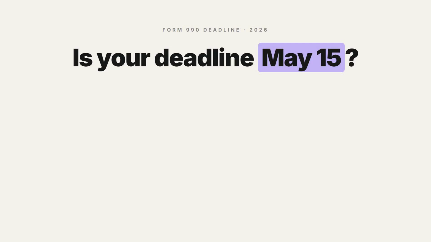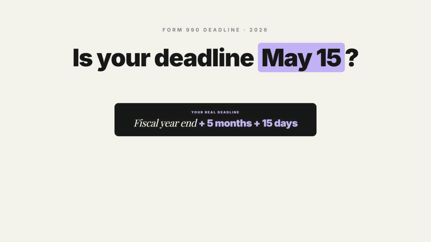If you've been told your nonprofit's Form 990 deadline is May 15th, that might be true, or it might not. Here's what most people miss. The deadline isn't a hard date. It's whatever your fiscal year is, plus 5 months and 15 days. If your fiscal year ends in June, your deadline is November 15th. If it ends in October, your deadline is March 15th.